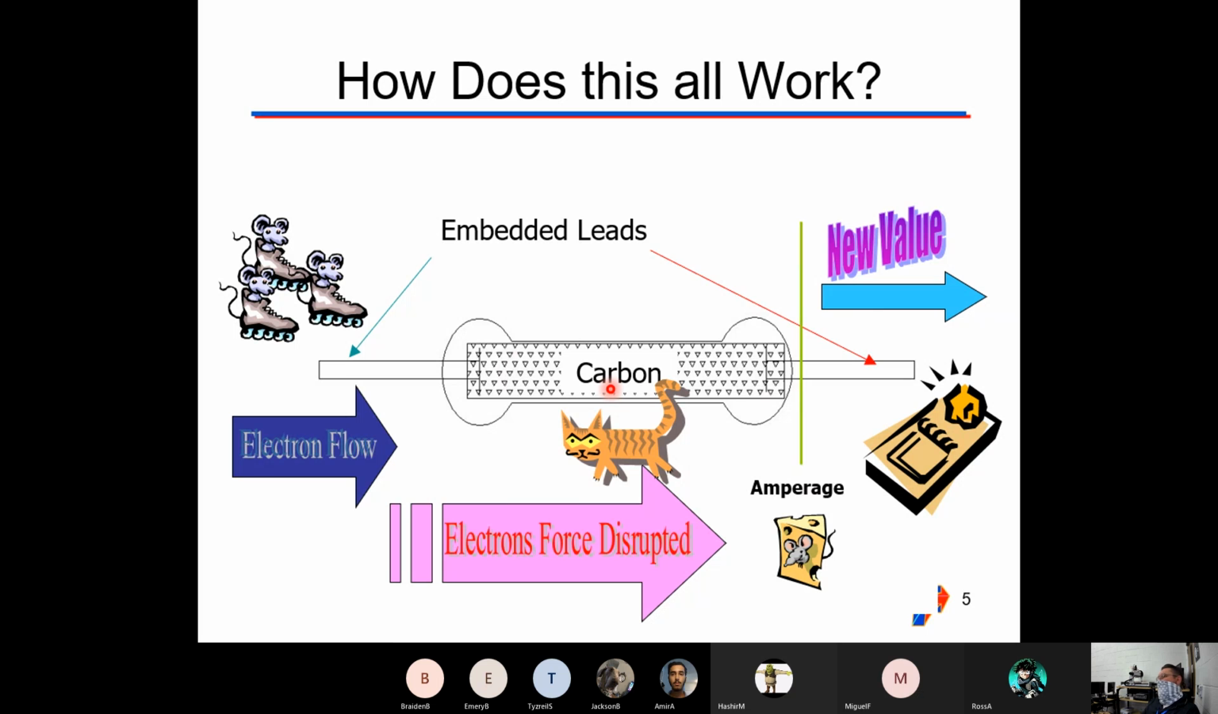Carbon? I wouldn't call it sand, but it is a material. I don't think it's really sand.